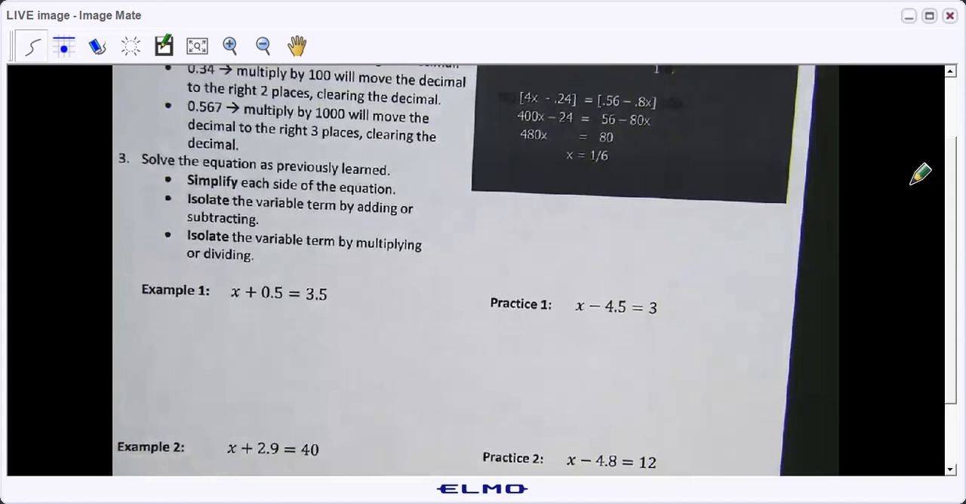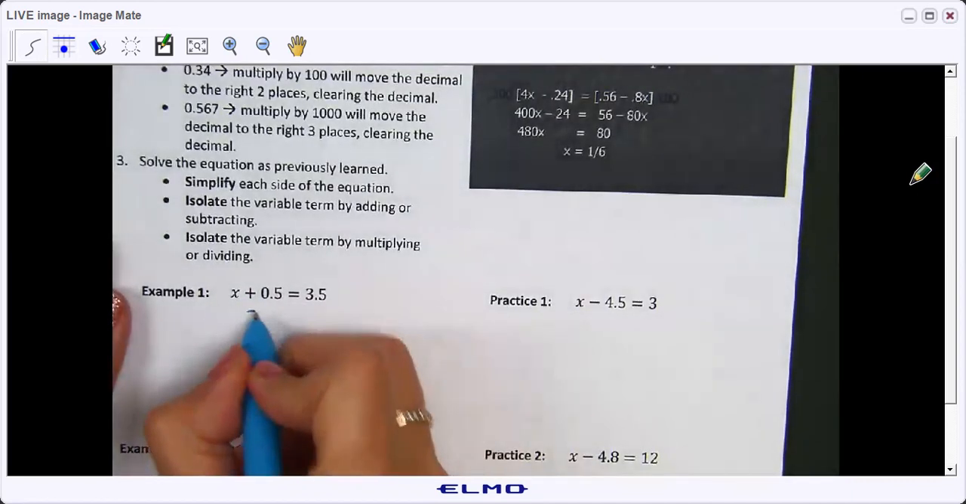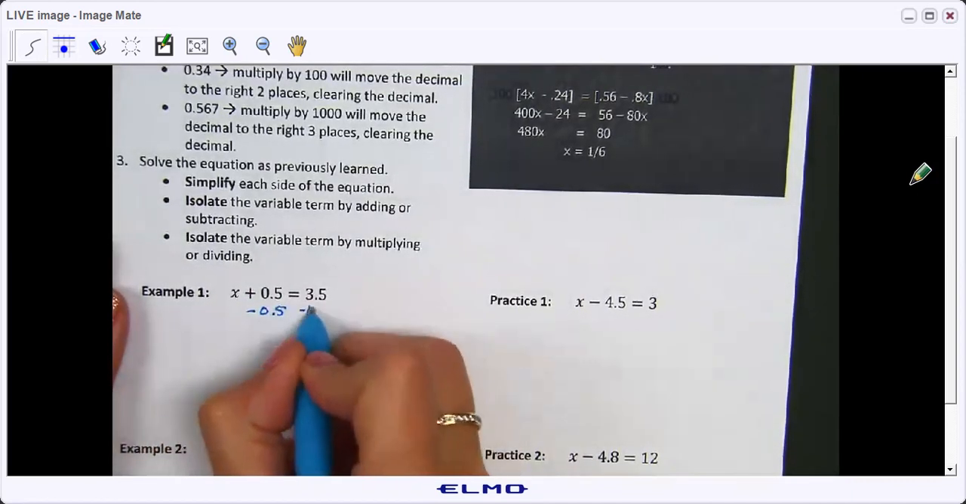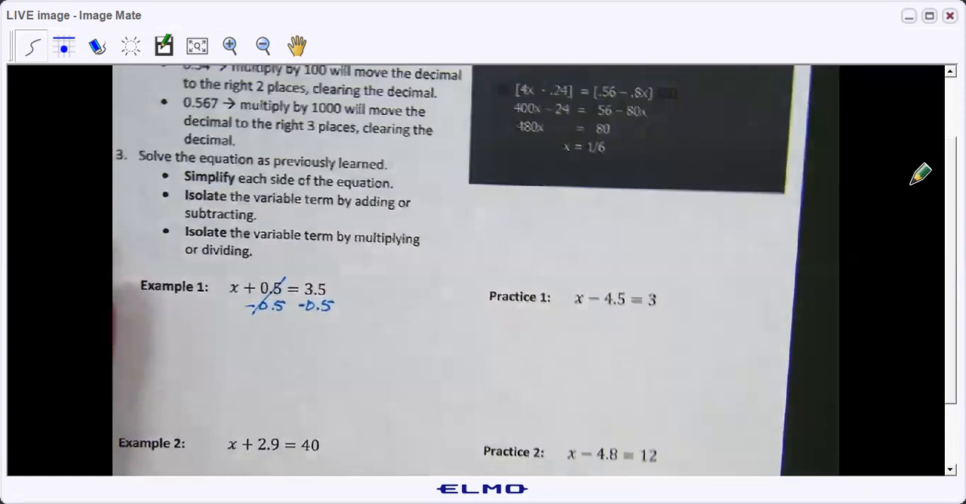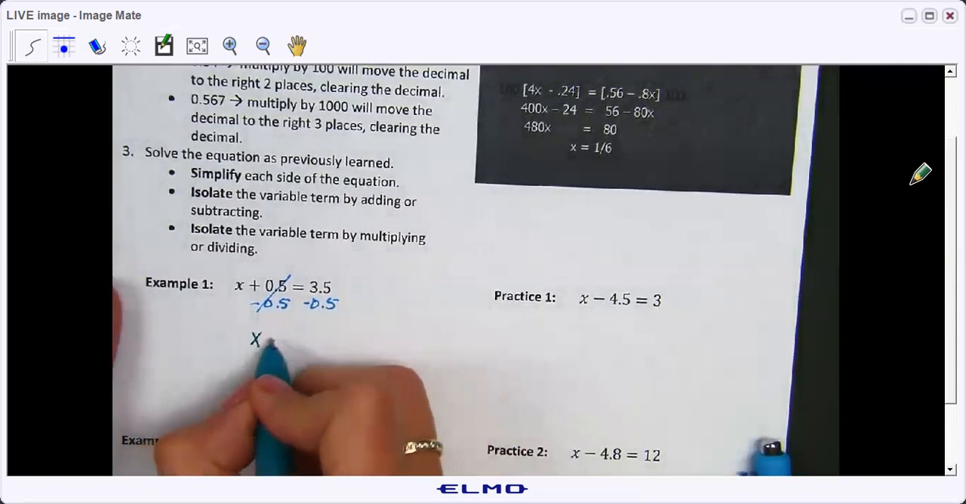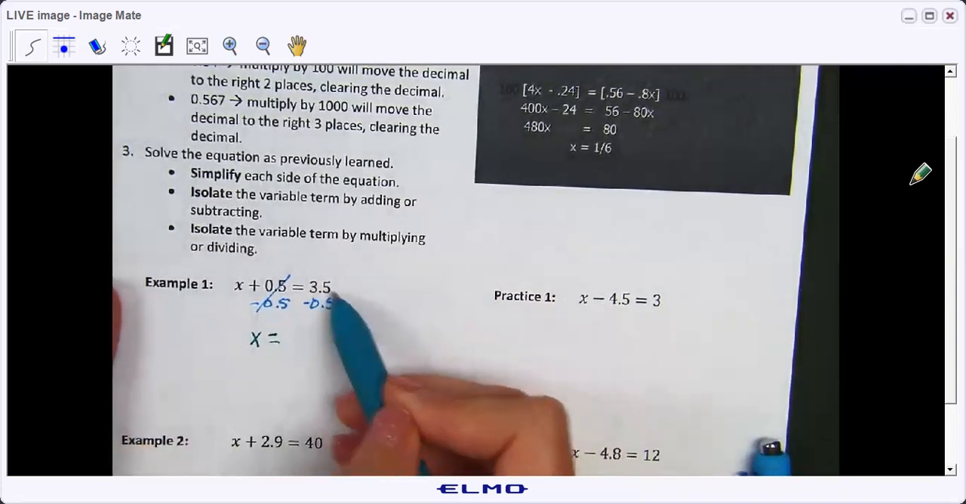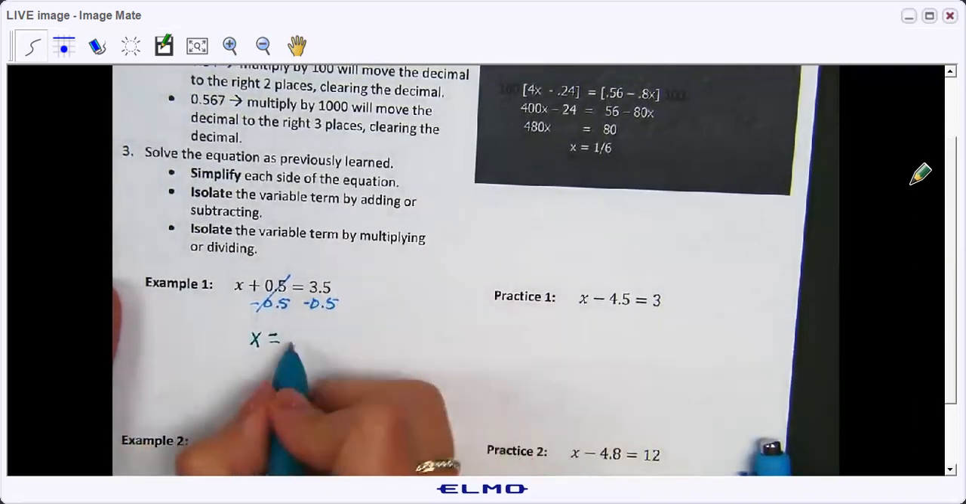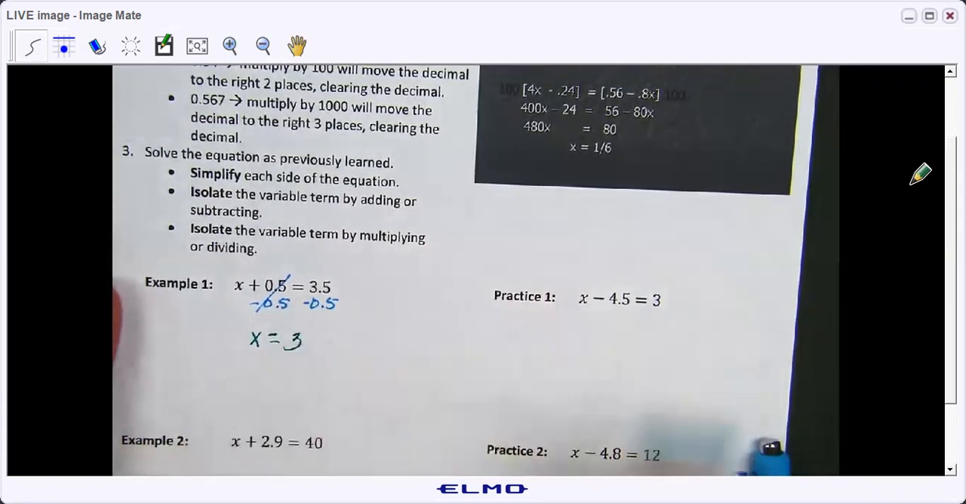Example one is pretty self-explanatory. We're going to subtract 0.5 on both sides of the equation. This is one where you would not need to clear the decimal. You would just solve using the decimals. So 3.5 minus 0.5 gives you what? 3.0, or just 3. Okay.